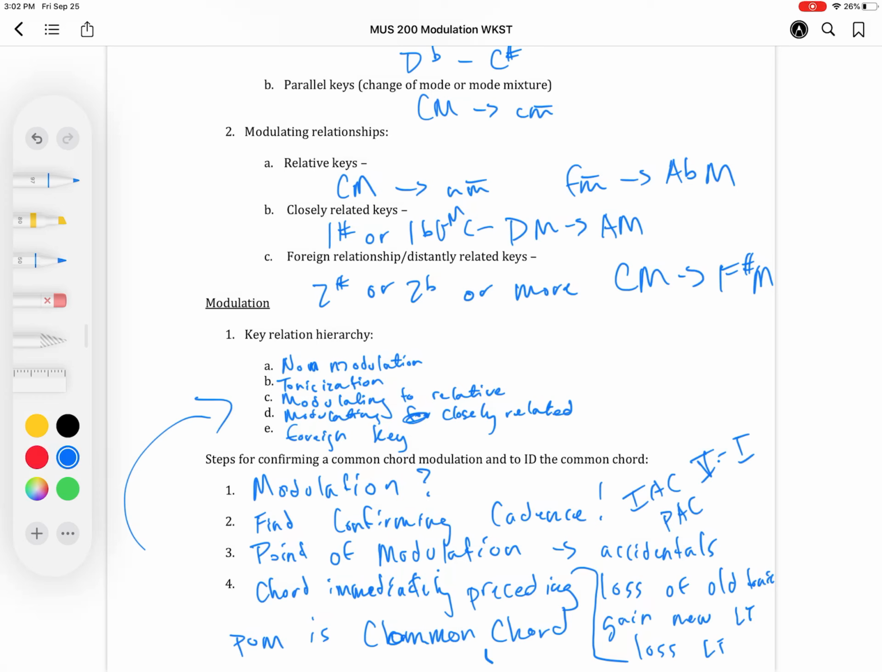So say this is our new key here. We'll have a colon, and we'll have a Roman numeral up here, 1, and a Roman numeral in the new key. And these should equal the same chord, right?